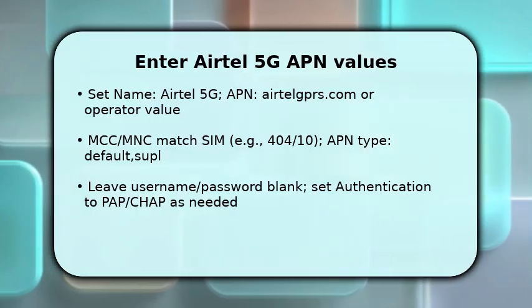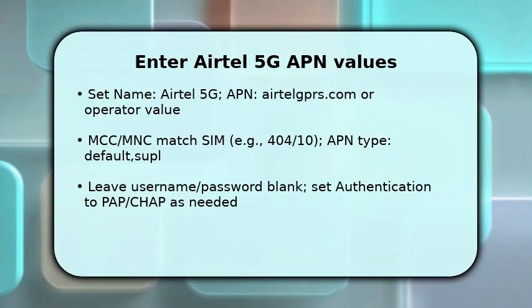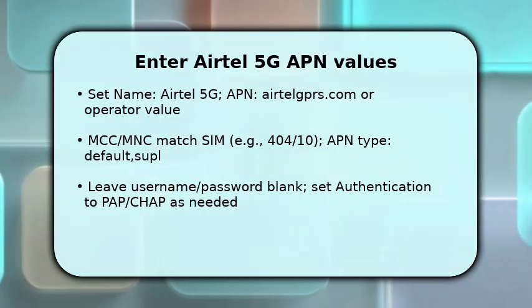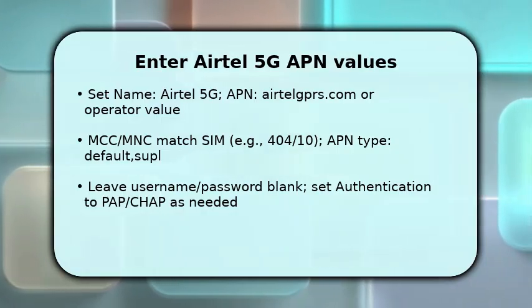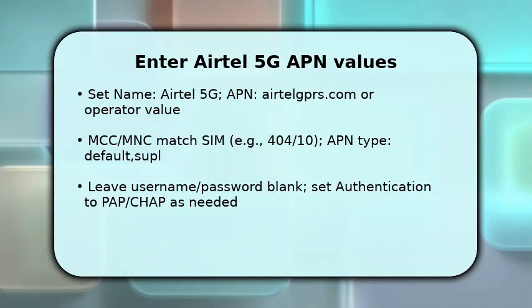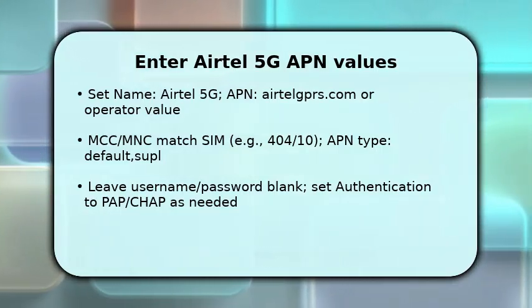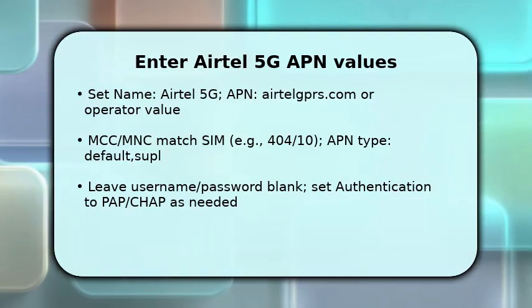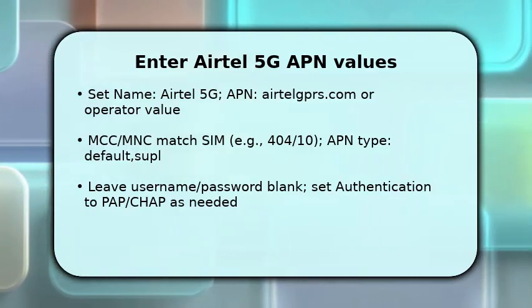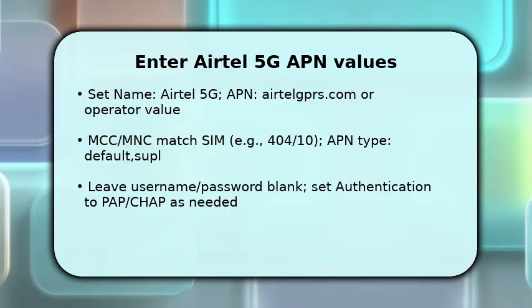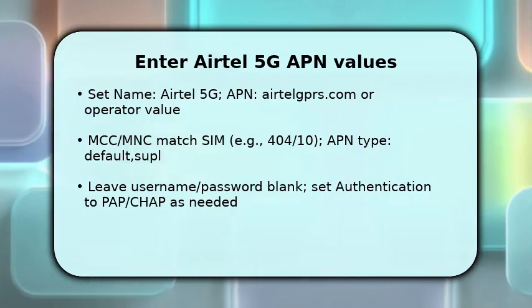Enter the name as Airtel 5G and the APN field as Airtelpers.com or the operator-specific string if provided. Make sure MCC and MNC match your SIM, typically 404 and 10 for India, because mismatches block registration. Set APN type to default, supl, leave username and password blank unless instructed otherwise.